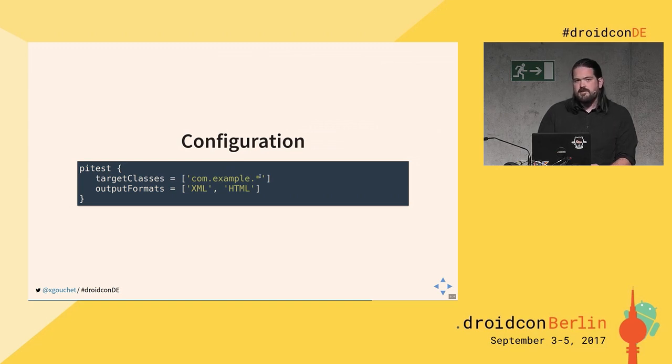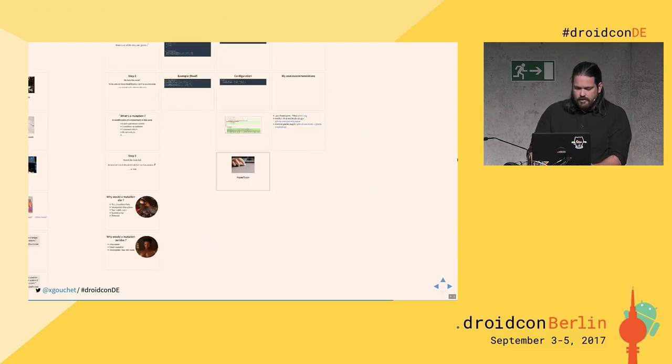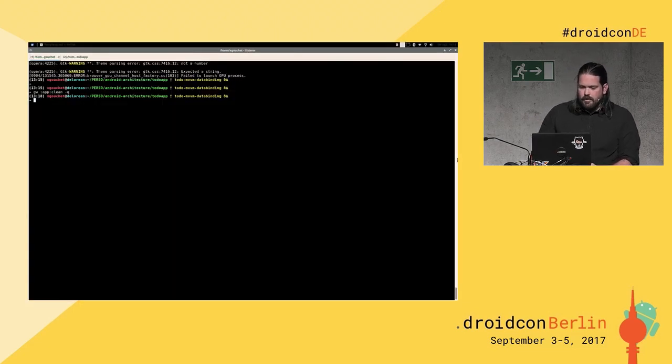You can configure it pretty easily too, because you just have to say which classes are going to be mutated. So here I just want to mutate every class that lies in the com.example package, and you just define your output formats. So I want both XML and HTML format. And the result is going to look a bit like this. Those of you who already use code coverage will find it pretty familiar. But instead of saying you didn't cover the statement, it's going to say that a mutation on this line was not covered by the test.